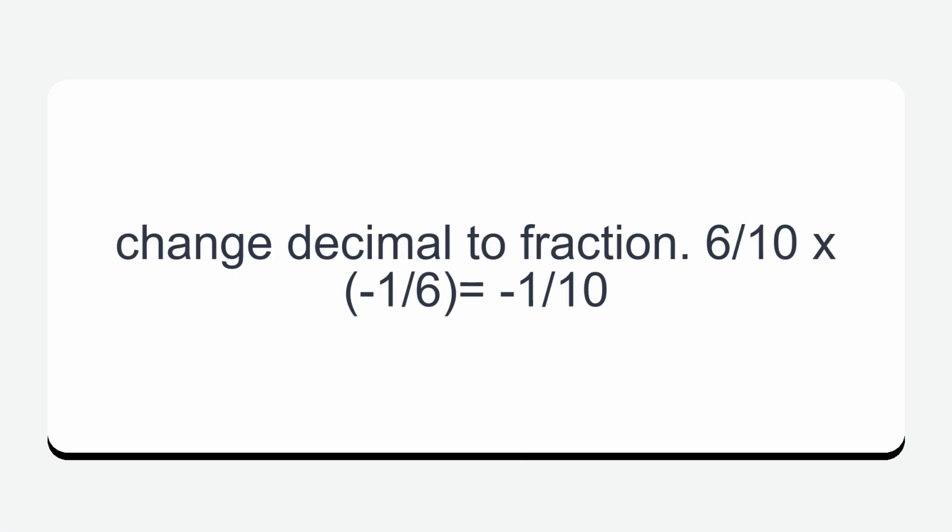0.6 x minus 1/6 equals. Change the decimal to a fraction. 6/10 x 1/6 equals 1/10.